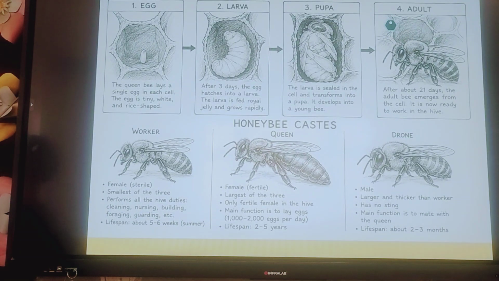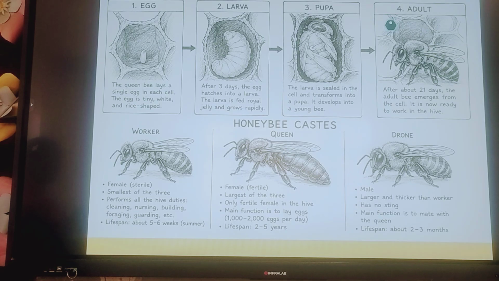So this is how it looks in the comb, and this is how you can elaborate the life cycle of the honeybee with the help of the diagram: egg, larva, pupa and adult. So again, this is just a repetition of the previous one. I have already told you about the egg, then after 3 days it changes into larva, then into pupa and in 21 days into adult.